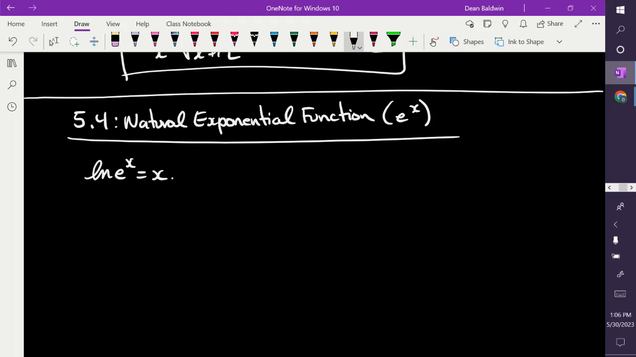log of e to the x is equal to x. Yes? We just did this, right? Okay, so we're going to take the derivative of both sides with respect to x.